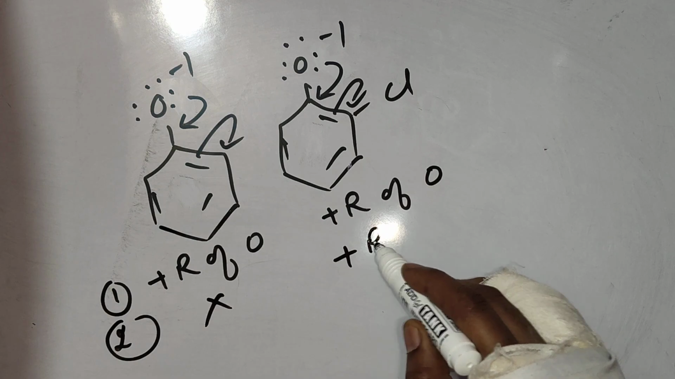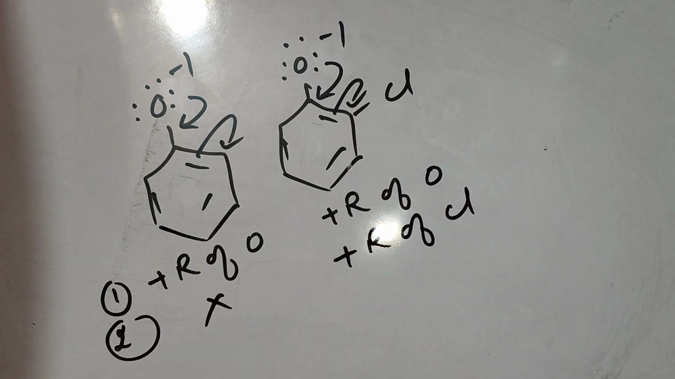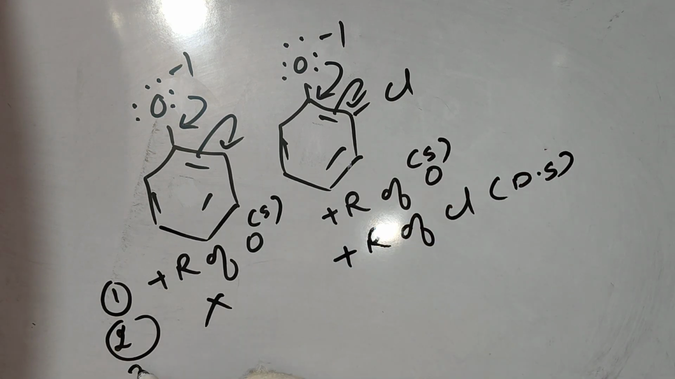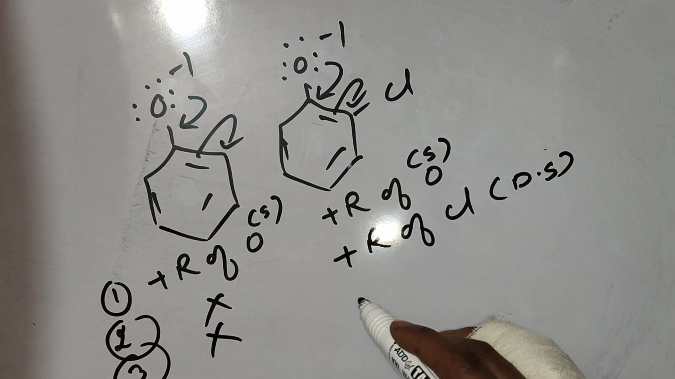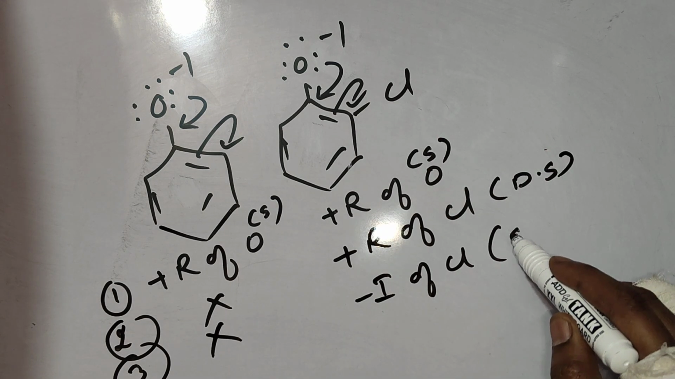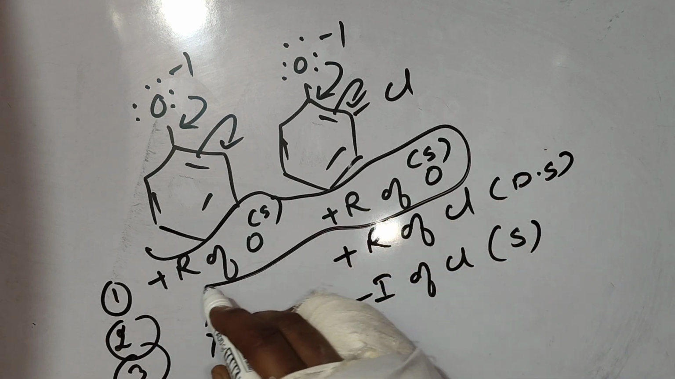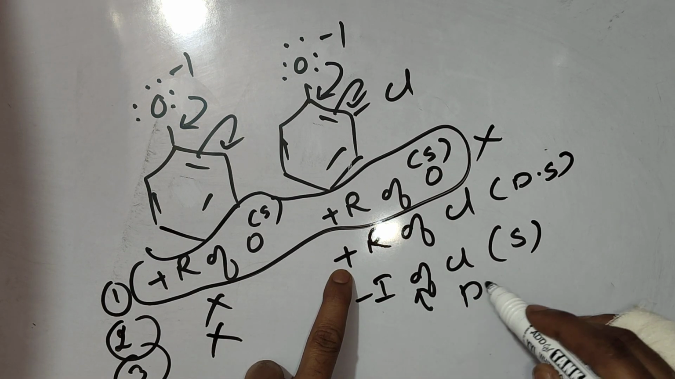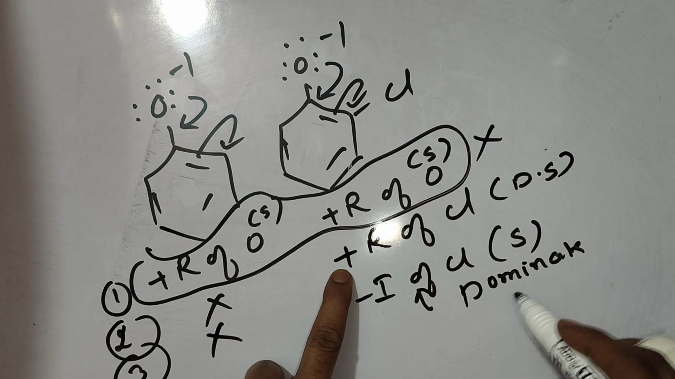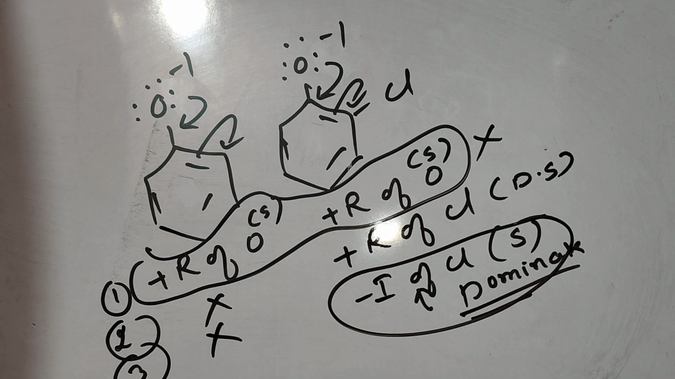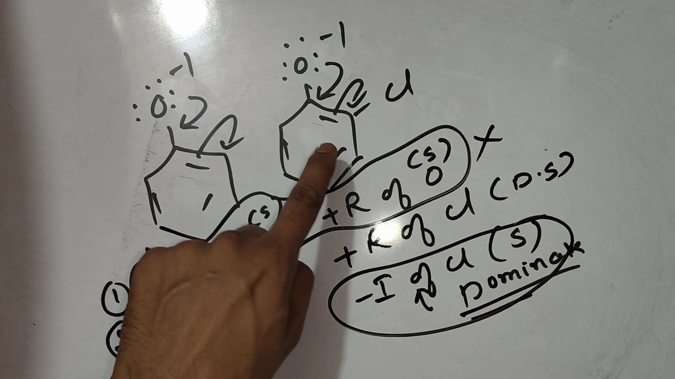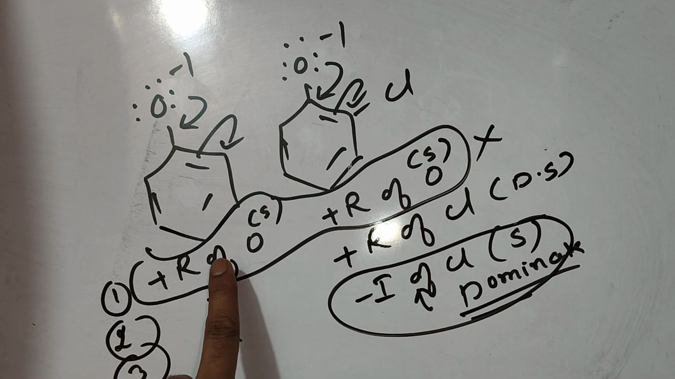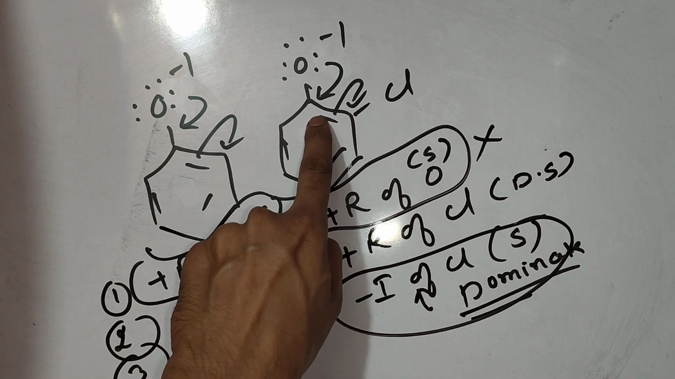Here the second factor is plus R of Cl, because it is on the ortho position, it will try to destabilize. The first is a stabilizing factor, the second is a destabilizing factor. And the third factor, which is not available in phenol but is available here, is the minus I effect, which will try to stabilize. Which will dominate here? The minus I factor will dominate. This anion is getting stability by two factors, plus R of O and minus I of Cl. Two factors are stabilizing it, but here only one factor is stabilizing it, so this is more stable.